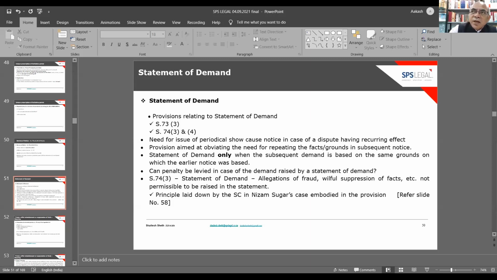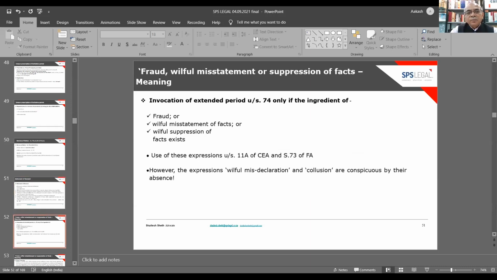And if the department has missed the boat for issuing the demand for the subsequent period, it cannot then revive the issue by alleging evasion against the party, unless there is conclusive material to support the allegation. And therefore, no penal action can lie in case of a demand raised through a statement of demand. Friends, then we will take up the extended period of limitation and certain important principles of law.